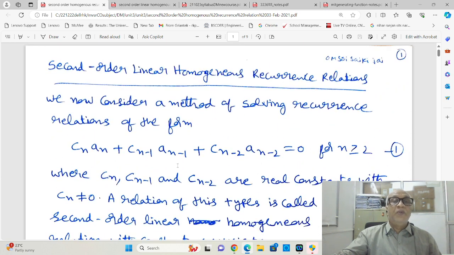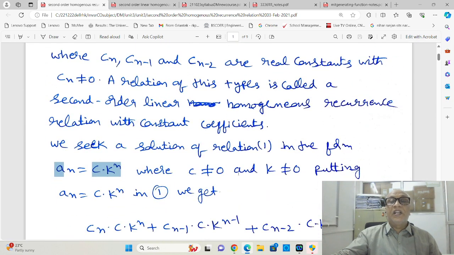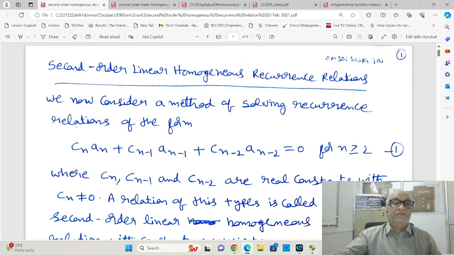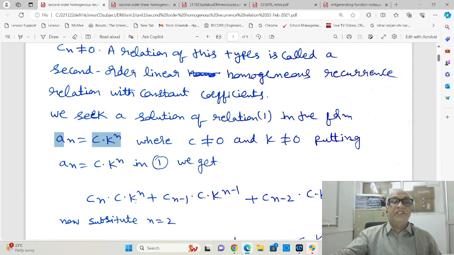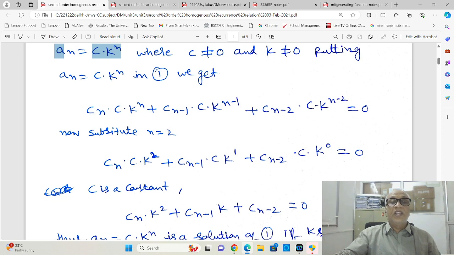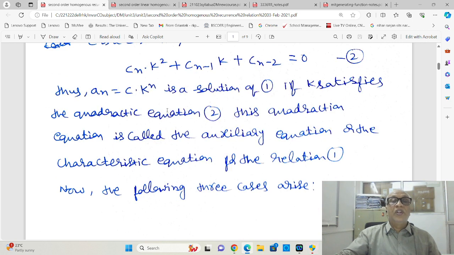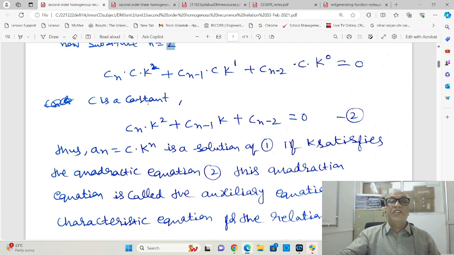It means what? We will be substituting an equal to c k^n here. Wherever an is there, you will be putting c k^n. So c and k both are not equal to 0. So when we substitute an equal to c k^n here, what will happen? We get Cn c k^n plus Cn minus 1 c k^(n minus 1) plus Cn minus 2 c k^(n minus 2) equal to 0. As it is second order, the n value will be equal to 2. So once we substitute that, we will be getting this, and we will be ignoring the constant c here. So that our equation becomes Cn k square plus Cn minus 1 k plus Cn minus 2 equal to 0.